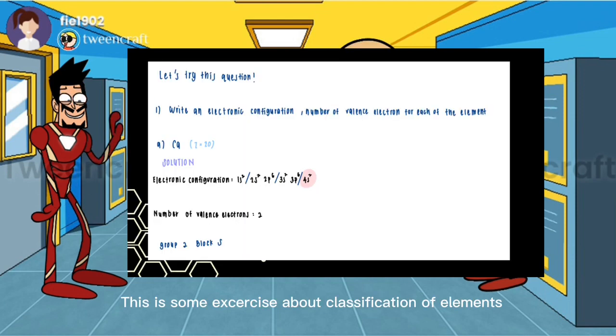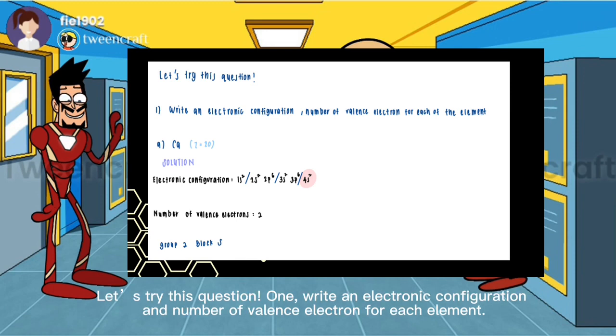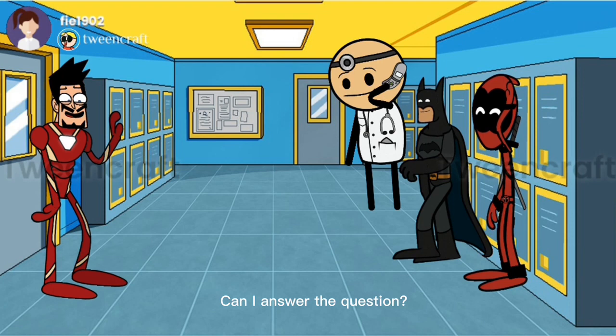This is some exercise about classification of elements. Let's try this question. 1. Write an electronic configuration and number of valence electrons for each element. Can I answer the question?